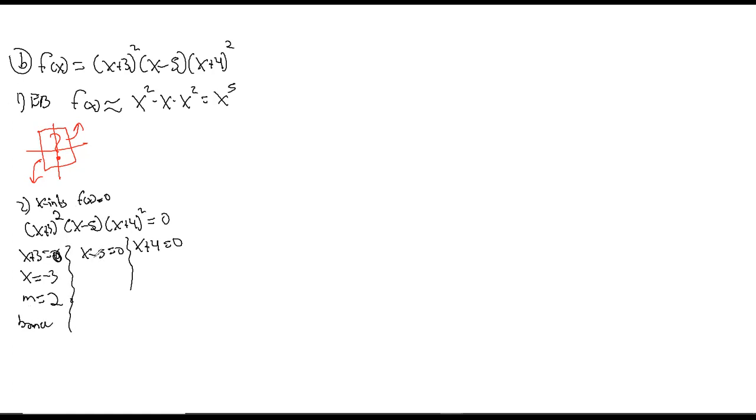X minus 5 equals 0. Add 5 to both sides. We'll get x equals 5. It has a multiplicity of, I don't see an exponent, which means it's a 1, which is odd. Therefore, it crosses.